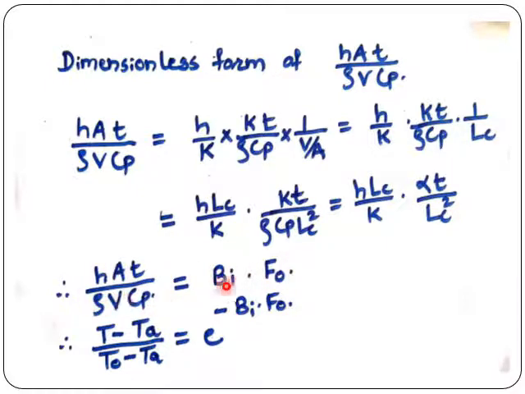So if I substitute in the earlier temperature distribution equation, this hAt by rho V Cp can be replaced by Biot number times Fourier number. So (T minus Ta) divided by the initial temperature, that is T at time equal to 0, (T0 minus Ta), is equal to exponential of minus Biot number into Fourier number. This is an expression obtained in terms of dimensionless numbers. Biot number and Fourier number are the dimensionless numbers.